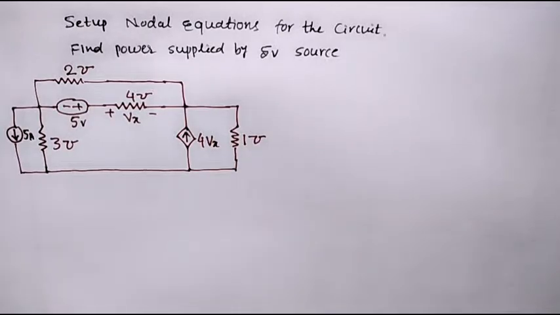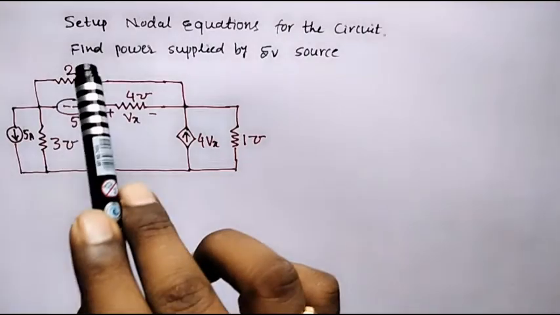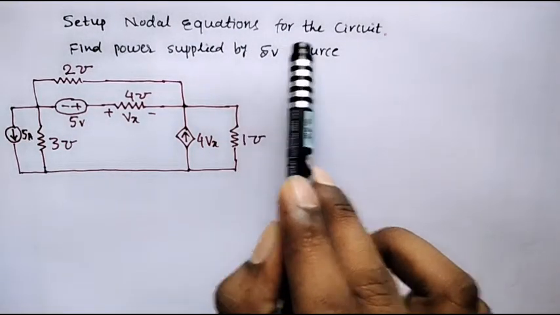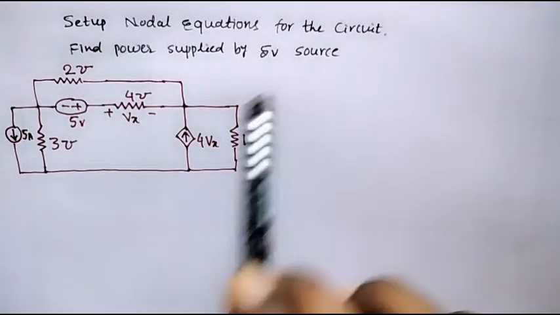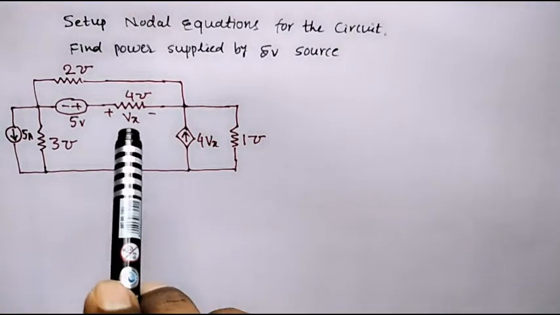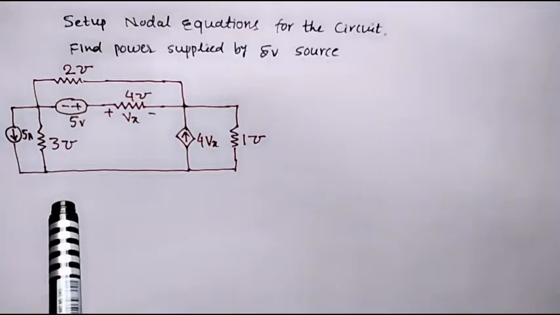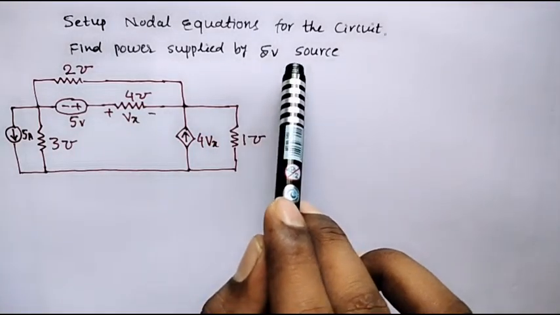Let's take one example on node analysis. Set up nodal equations for the given circuit. Find power supplied by 5 volt source. This is the given circuit. We are supposed to calculate power supplied by 5 volt source.